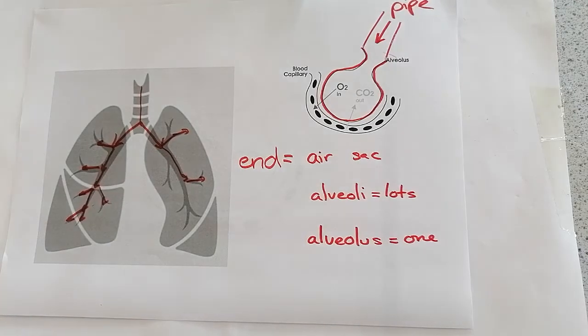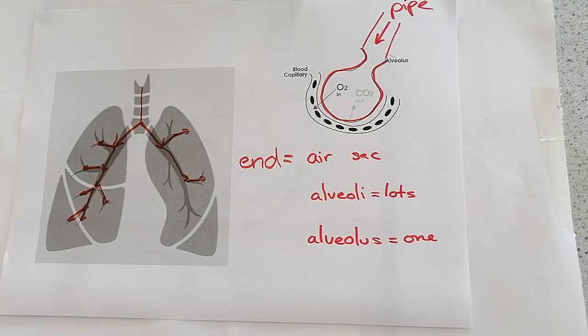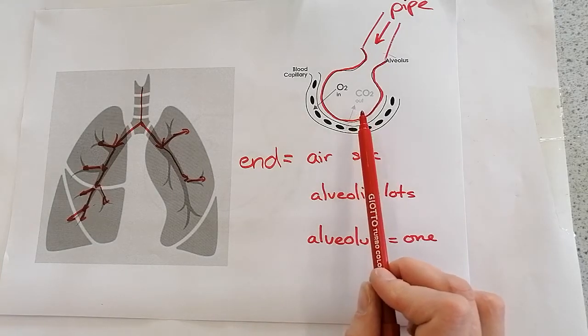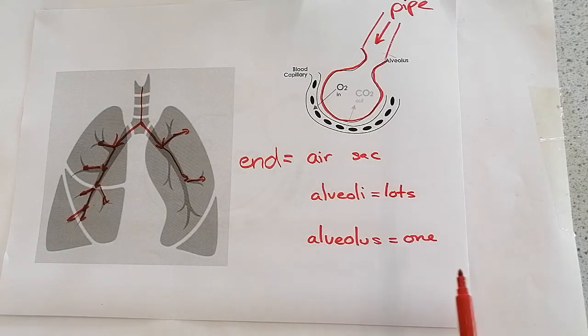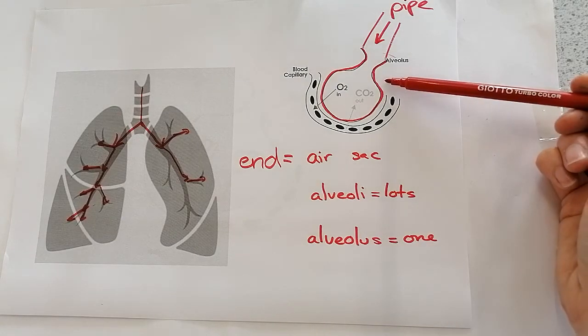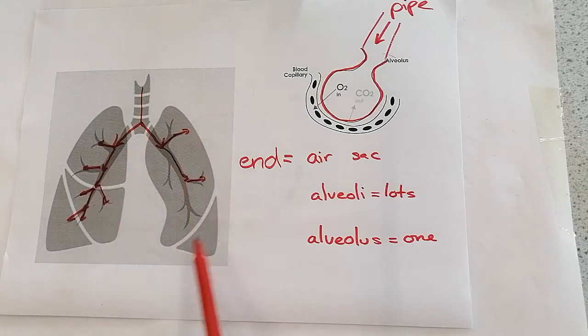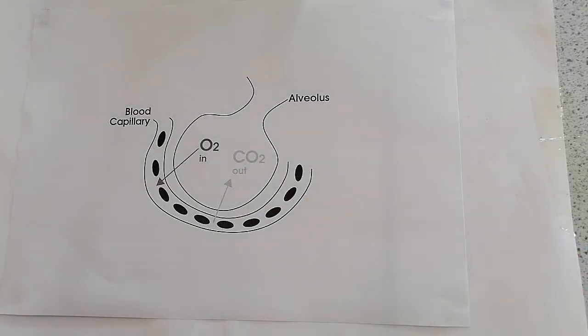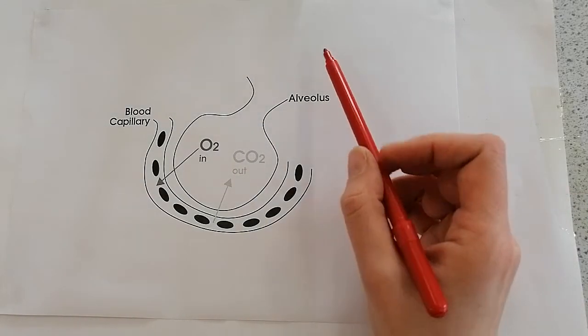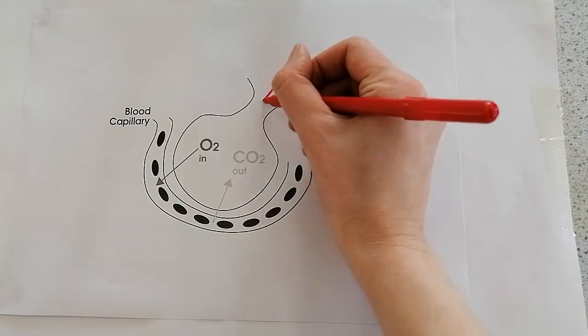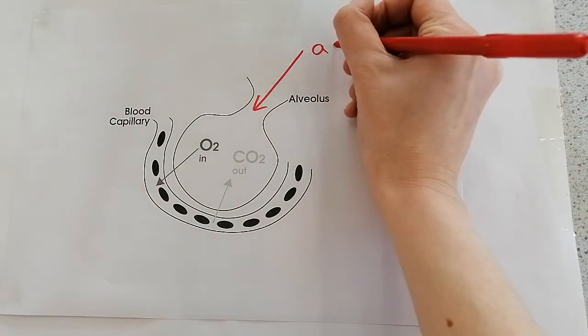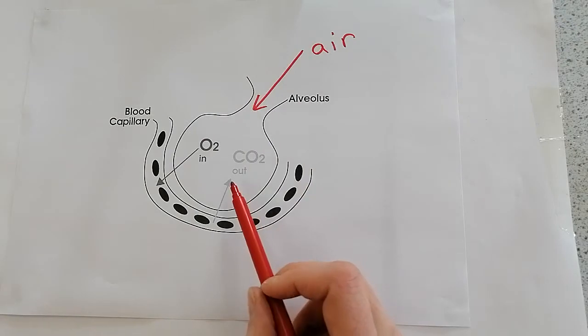Now, you may come across the word alveoli, which you should be using. Alveoli means lots of these air sacs. Alveolus is just one. So this is an alveolus. You have lots of alveoli in each of your lungs. In each alveolus, gas exchange takes place. The air comes through all of those pipes we've just had a look at, and it goes into this air sac.